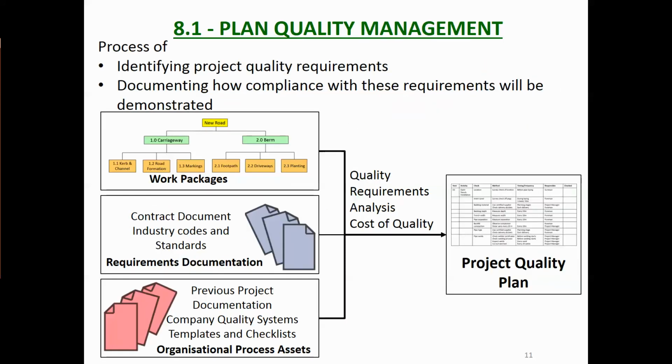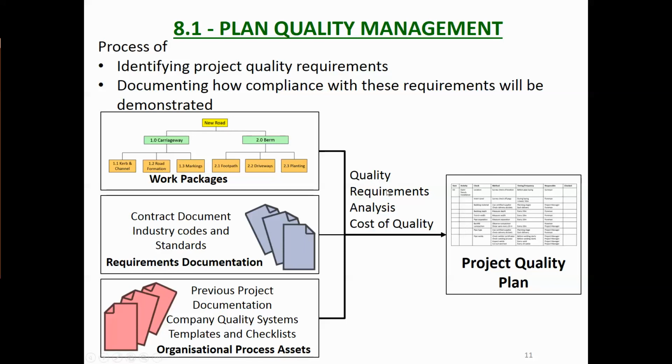So now let's look at planning quality management. You identify the project quality requirements, and you document how compliance will be demonstrated. You've got the work packages, and for each work package there should be part of the quality plan. You've got the requirements documents, which are the contract documents or the industry codes and standards. You've got your previous experience, so you don't just start from scratch. You say, well, last time we did it, what quality checks did we do to make sure of it? Most companies have templates and checklists.